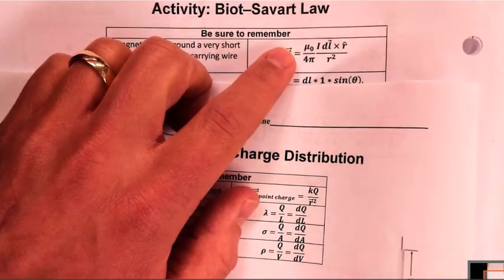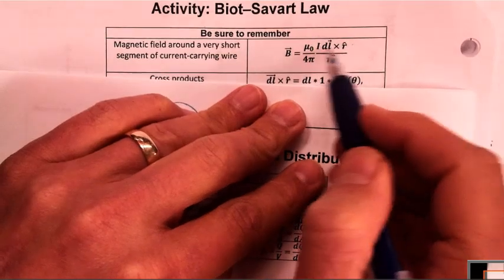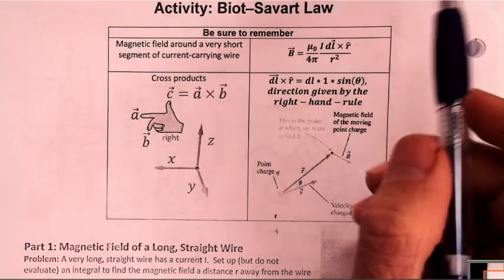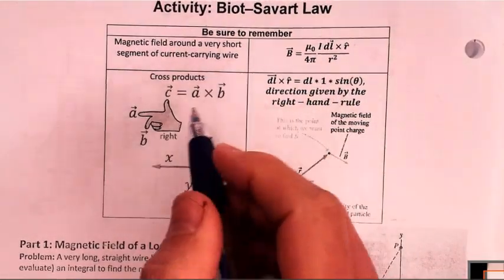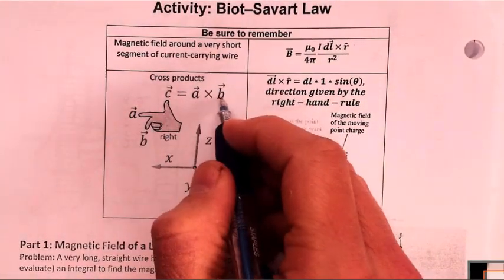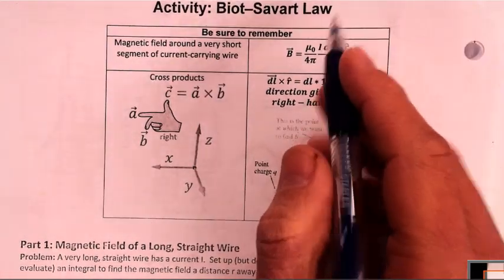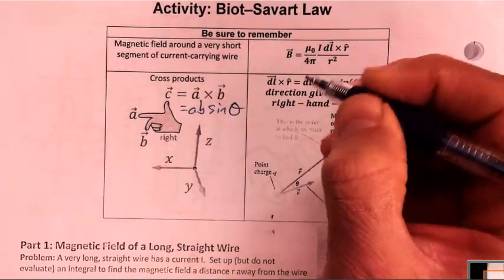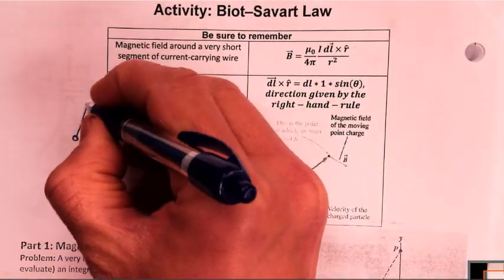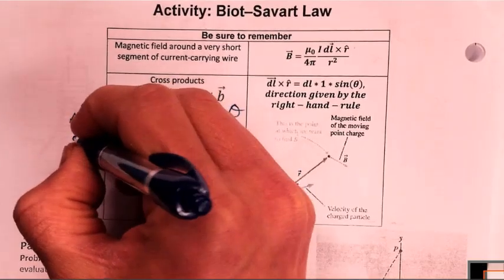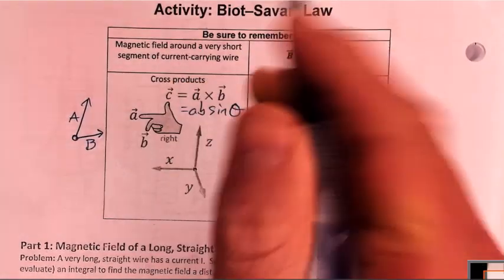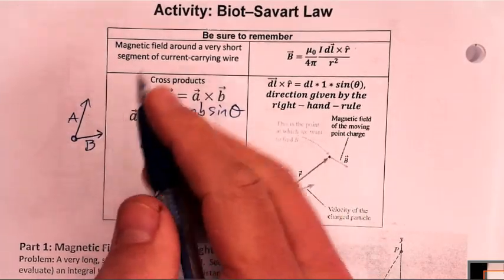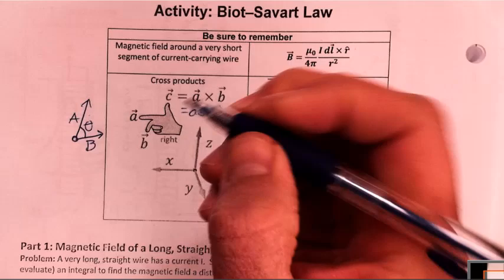What the heck does that mean? This is a cross product. You probably haven't learned about these yet. If you have, great. If you haven't, here's a quick summary. So A cross B is defined as AB sine of theta, the angle between these two vectors. For example, if I have vector A here, and vector B here, and I want to know the cross product, I need to take the sine of this angle between them, the theta.